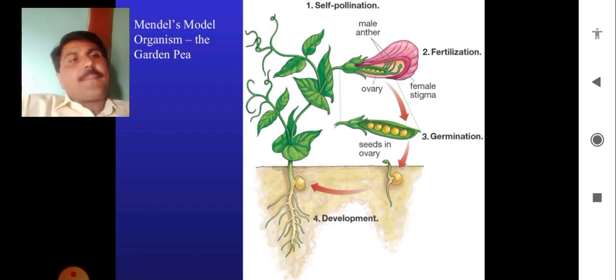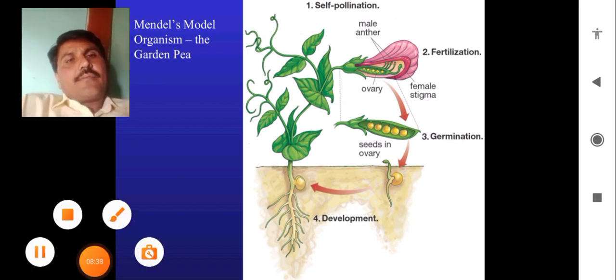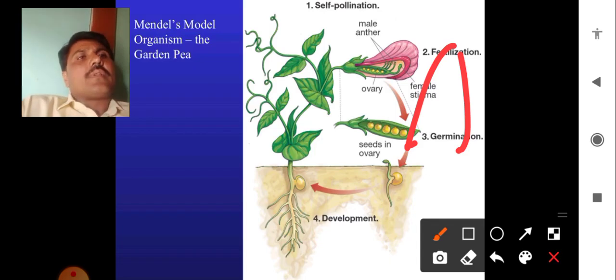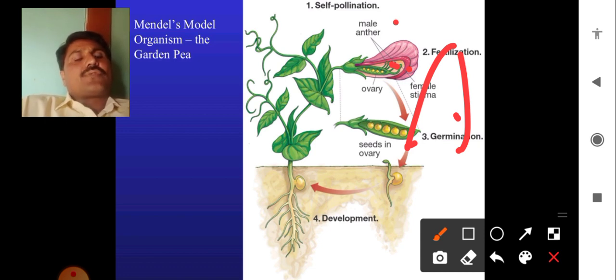This is the flower of the pea, Pisum sativum. You look here, this is the flower, the male anther, and you see the ovary over here, and this is the female stigma. The seeds in the capsule, you see the yellow seeds over there. Now after sowing the seeds in the soil, germination takes place.